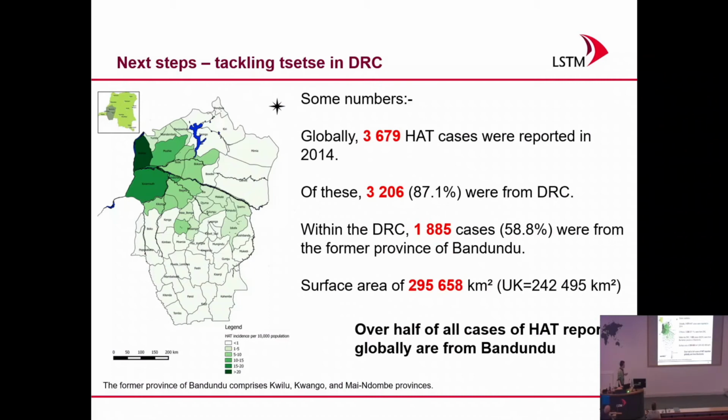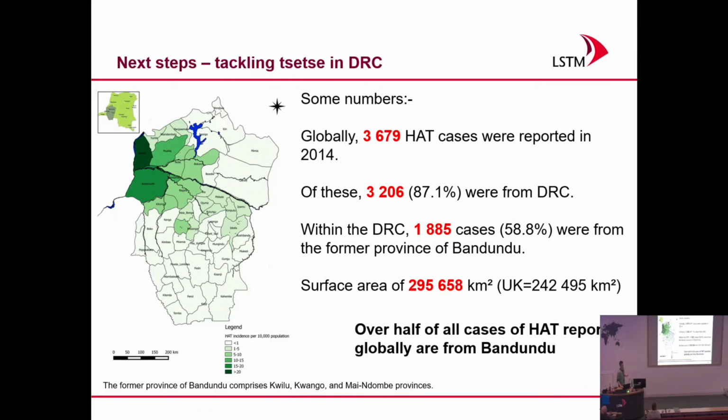So those are the first four countries. Sadly, we can't ignore DRC, which is by far the most important country in terms of contributing the number of HAT cases. In 2014, globally, there were 3,679 cases of Gambian HAT, and of these, 3,200 were from DRC, so over 87%. And even within DRC, 1,885 cases were from the former Bandundu province, which is a huge area covering almost 300,000 square kilometres, so it's larger than the UK. And this one province was contributing more than half of all global GHAT cases.